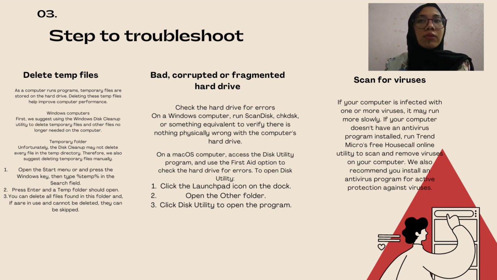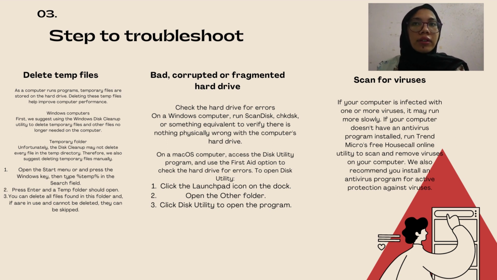First, open the Start menu or press the Windows key, then type %temp% in the search field. Second, press Enter and a temp folder should open. And lastly, you can delete all files found in this folder, and if they are in use and cannot be deleted, they can be skipped. Next step, bad sectors or a fragmented hard drive.